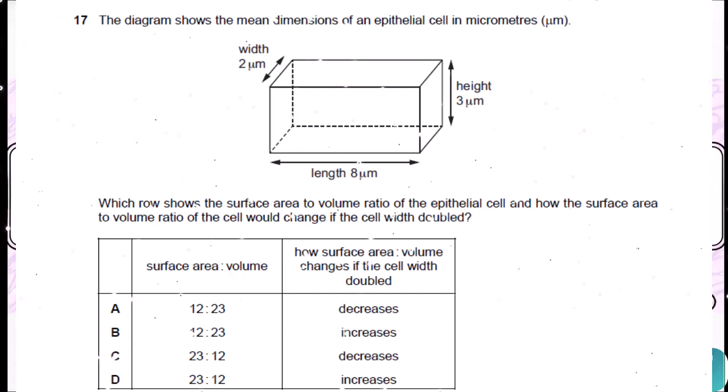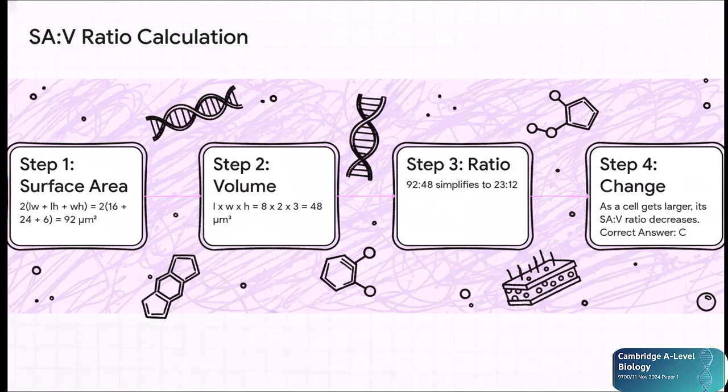First up, surface area. The formula is 2 times length times width plus length times height plus width times height. So that's 2 times 16 plus 24 plus 6. That gives us a total surface area of 92 square micrometers. Easy enough. Now for volume. That's even simpler. Length times width times height. 8 times 2 times 3 equals 48 cubic micrometers.